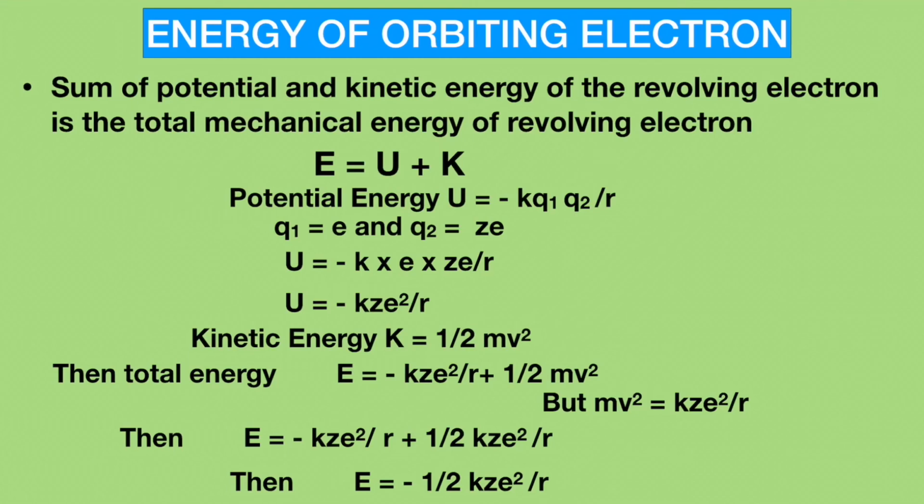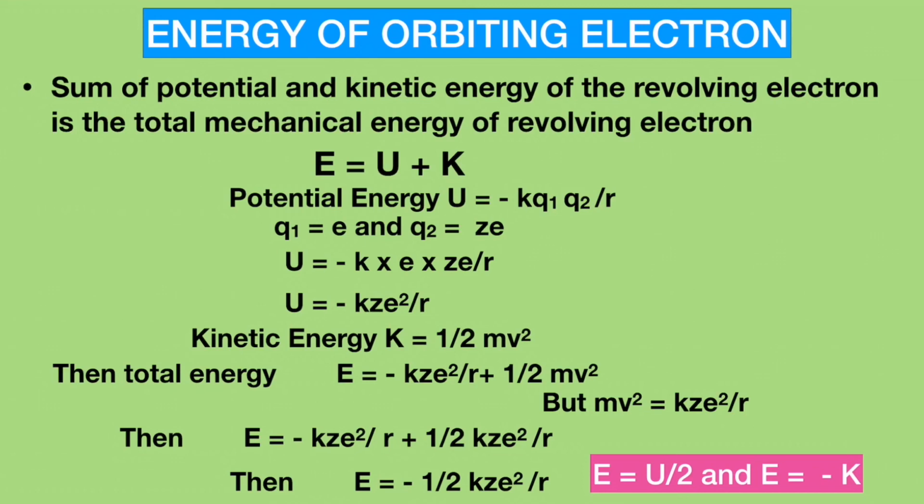By using this formula, we can find the total energy of the revolving electron. If you compare this total energy with the two parts, potential and kinetic energy, you can see it is half of the potential energy and the negative of the kinetic energy. So we can conclude E = U/2 and E = -K. This formula is very helpful in solving numerical problems.